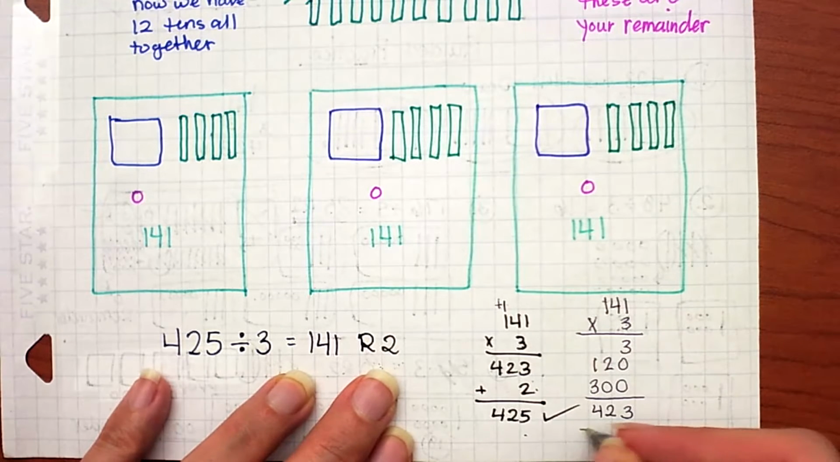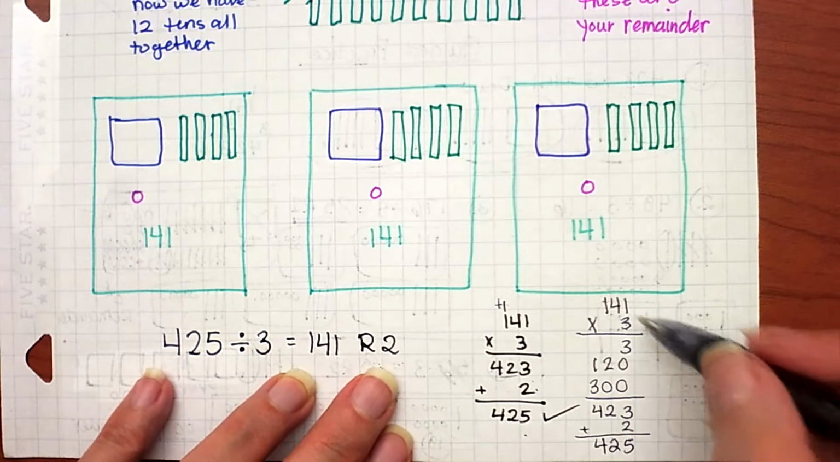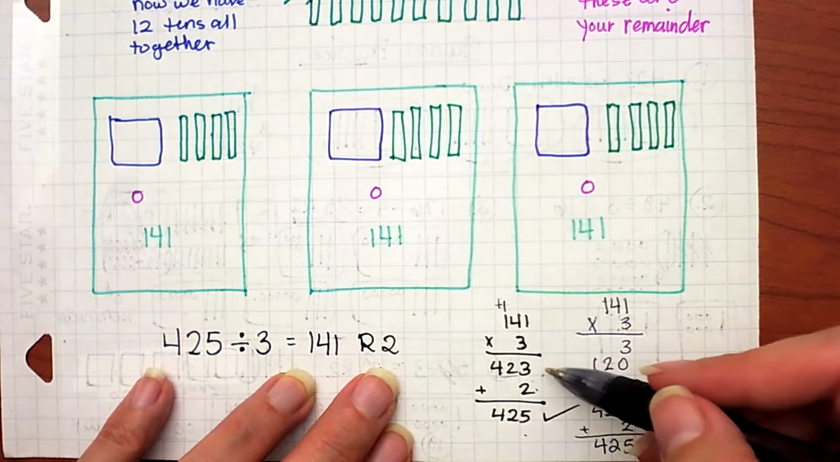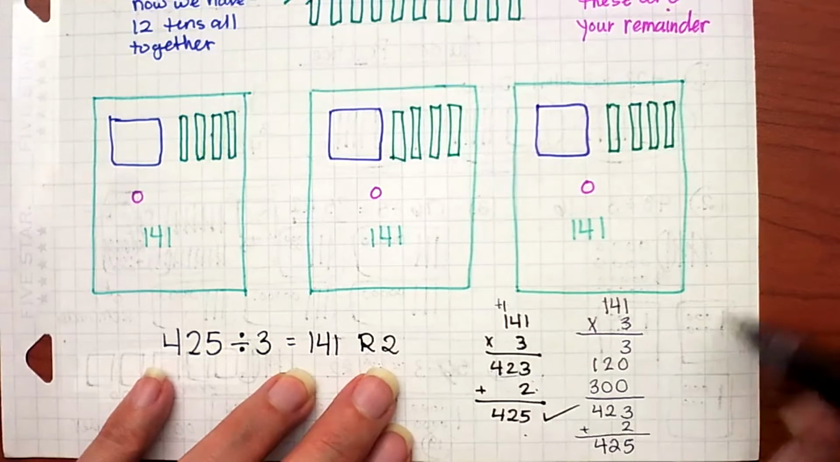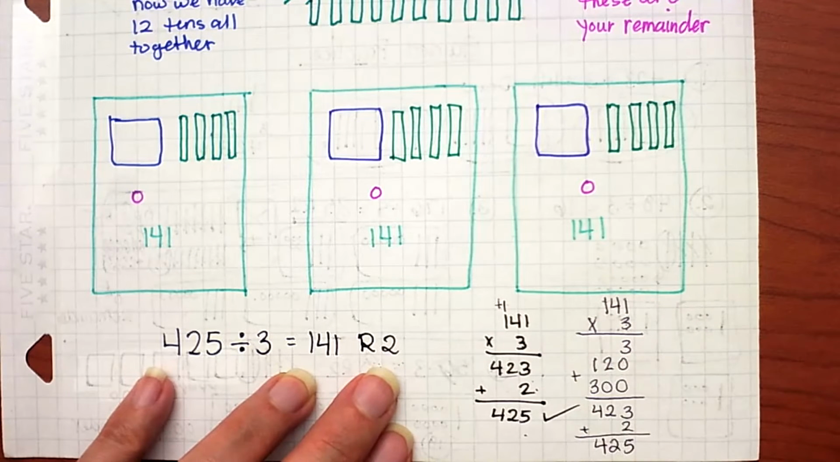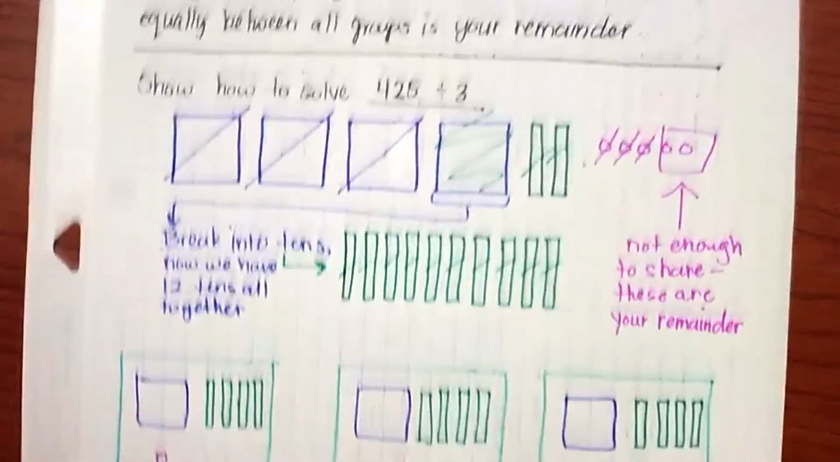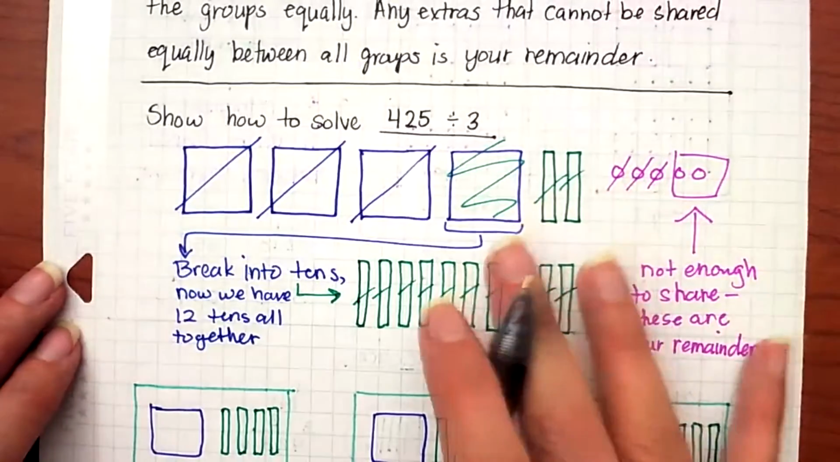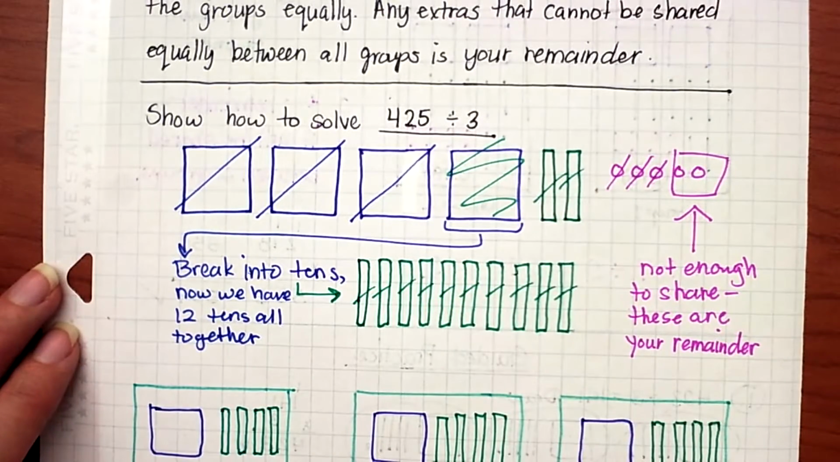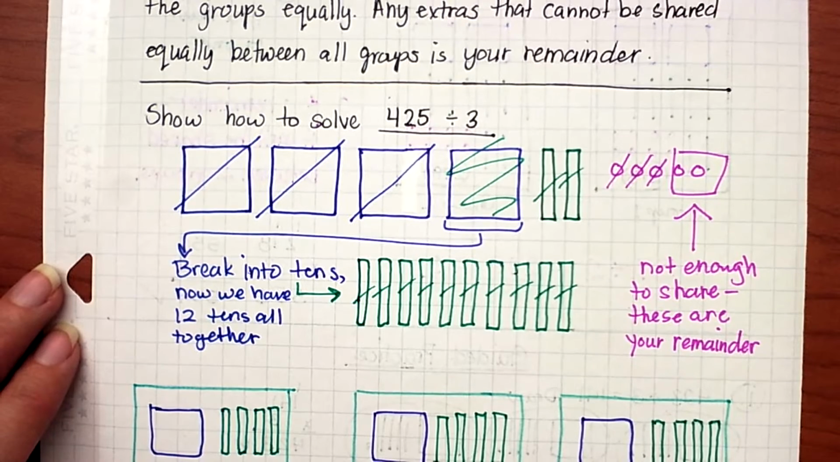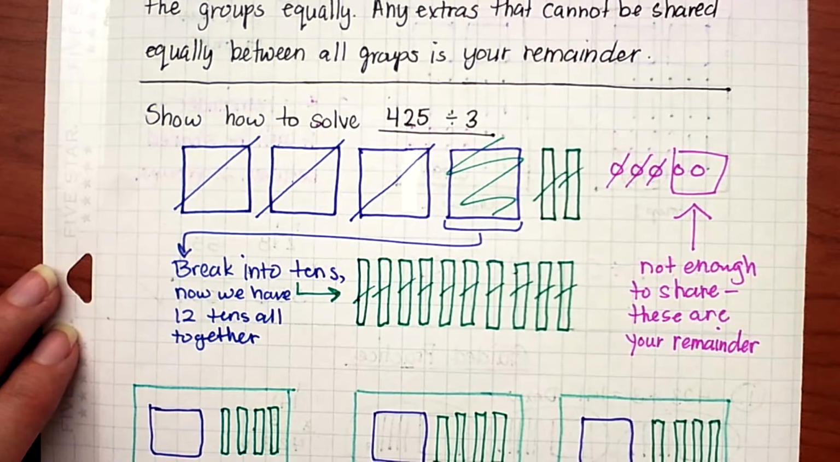Then we add that to the remainder, and you still get to your same answer of 425. So if you want to do it with partial products, or if you want to do it with stacking and carrying, either one is going to get you to your answer. So we've used place value blocks. We've used all sorts of different tools in math that we can use to share equally.